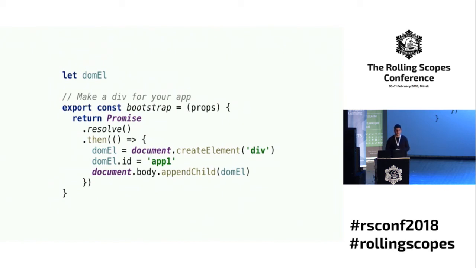For Bootstrap, this is one example of that. At the top, we just make a DOM element variable where we are storing the instance of our app. And inside the Bootstrap, we are resolving a promise. We create a div element inside the DOM, add some ID to that div, and we're saving that div inside the DOM element, so we would know where to render our app in the next steps. So this is the Bootstrap.